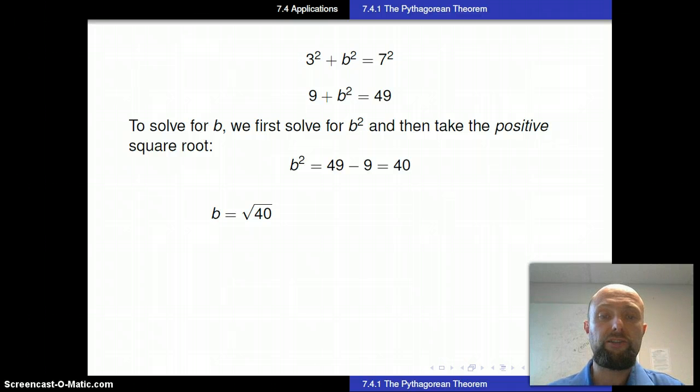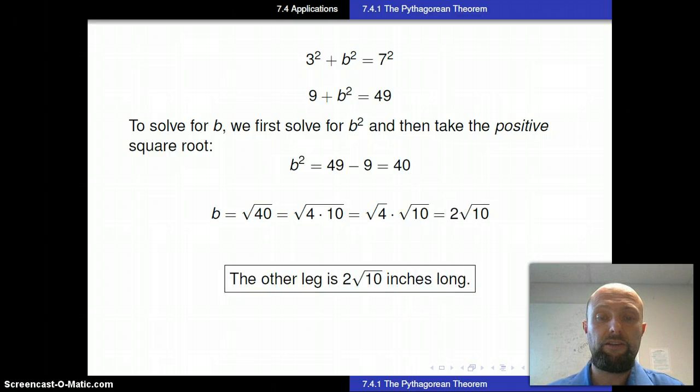We simplify this by rewriting 40 as its largest square times something. That largest square is 4, so we get the square root of 40 is the square root of 4 times 10. Now we use the product rule to rewrite this as a product of two square roots and simplify the square root of 4. And that is our final answer. The other leg is 2 times the square root of 10 inches long.